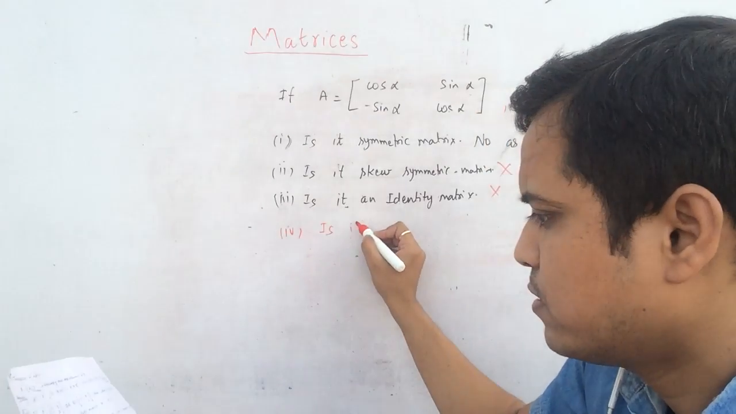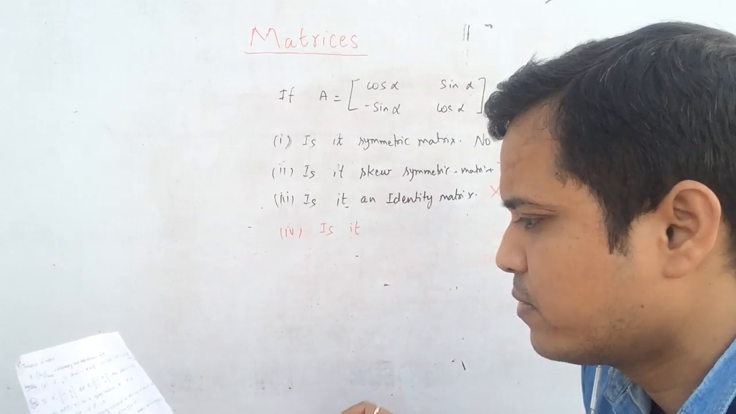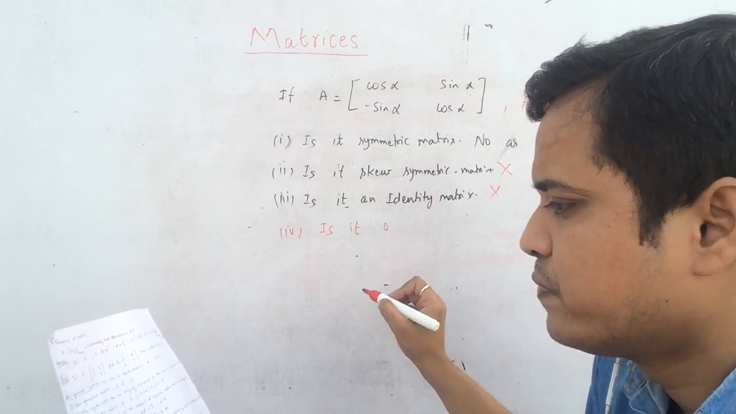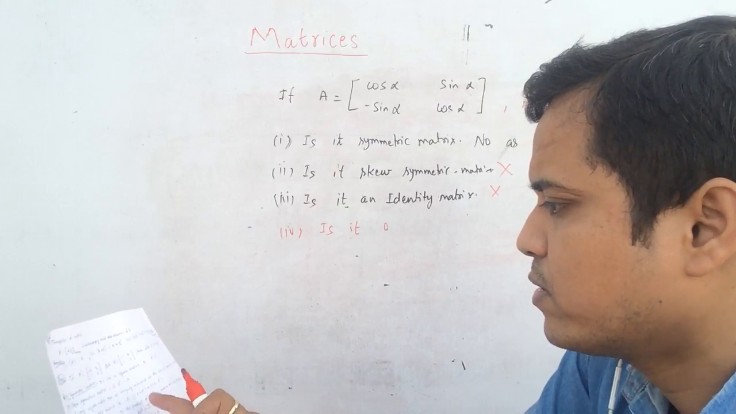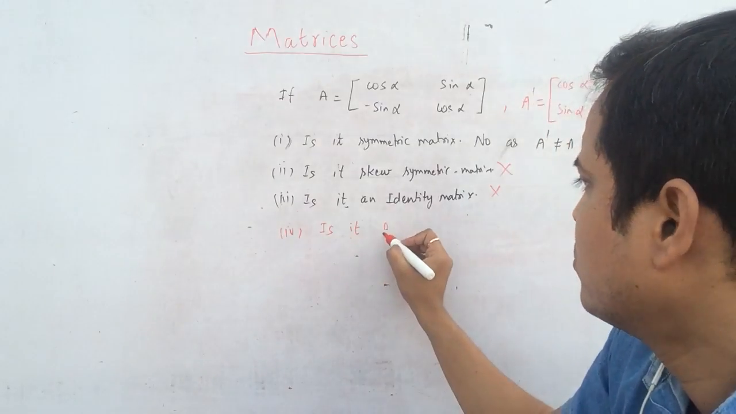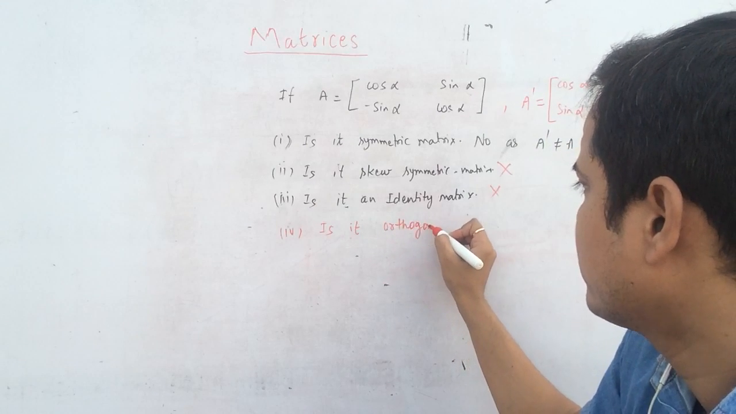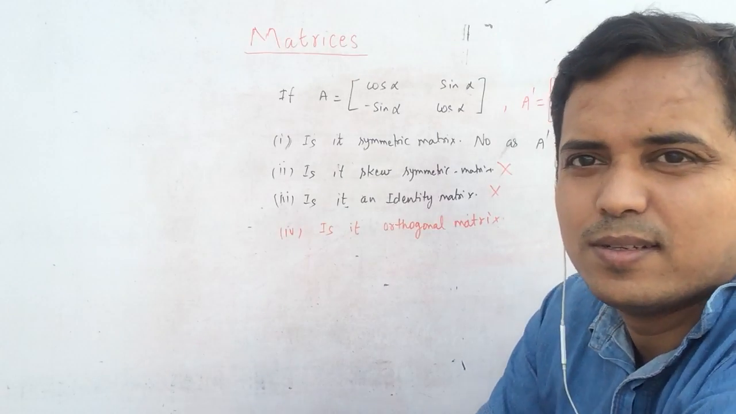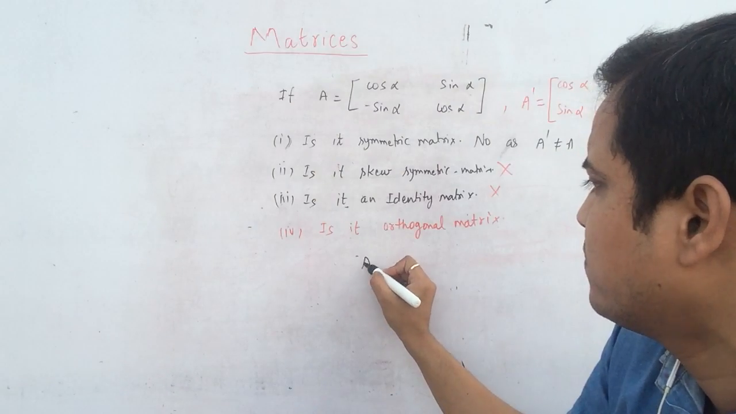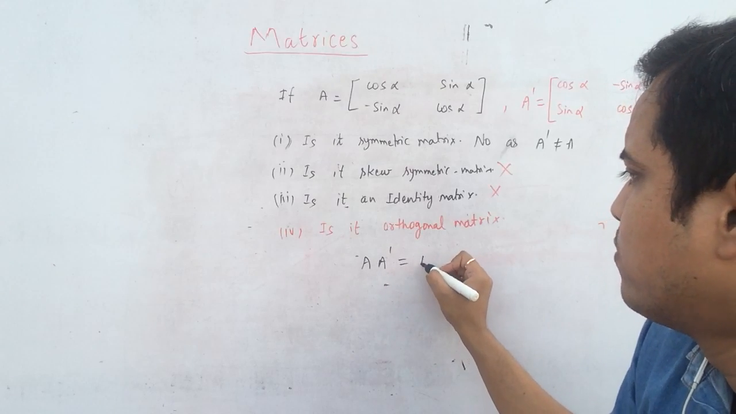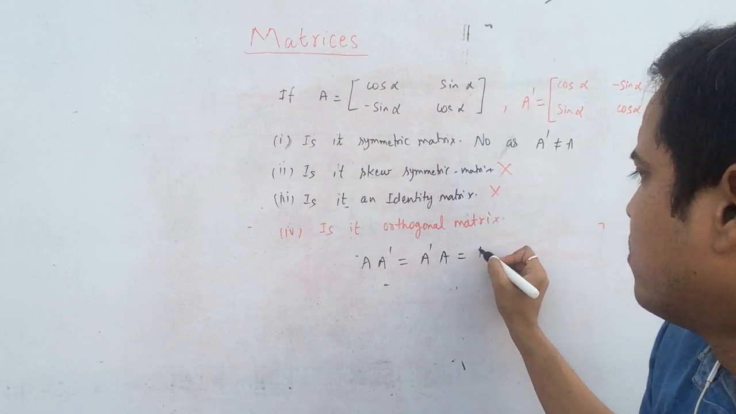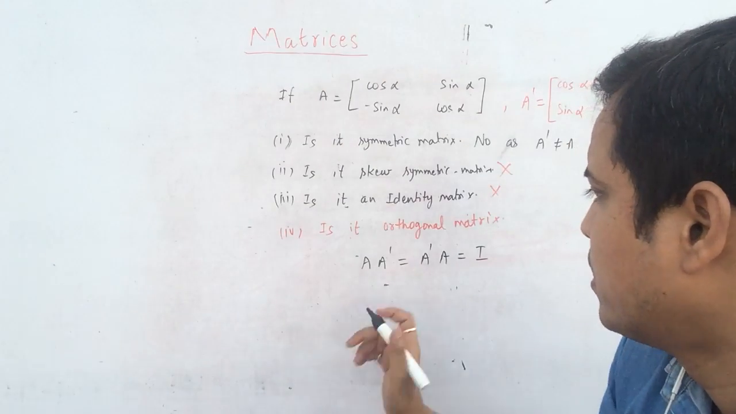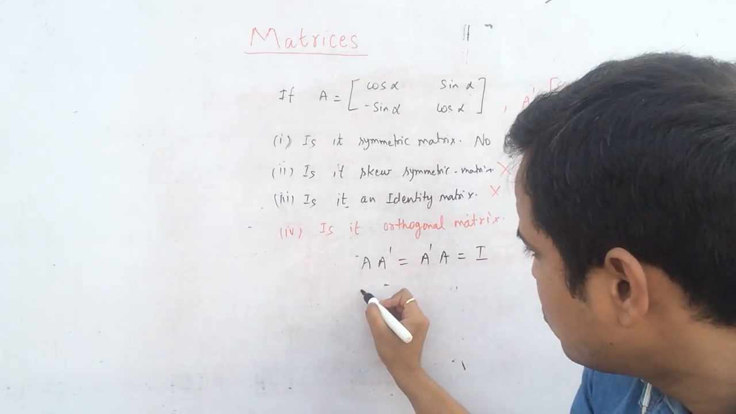Is it an orthogonal matrix? I think yes, it is an orthogonal matrix. Is every skew symmetric matrix orthogonal? Let's check it out. How would you check? For an orthogonal matrix, I have told you that A into A transpose equals A transpose into A equals I. If you get this kind of situation when you multiply A with A transpose, let's check it out.